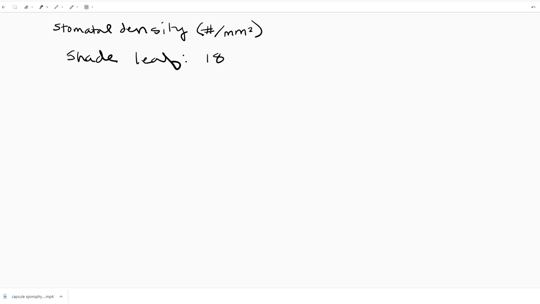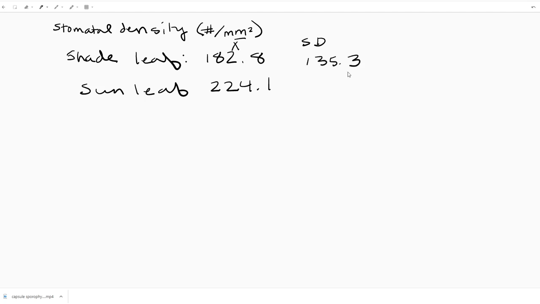And when I used Excel to calculate the averages for the shade leaf, it was 182.8. For the sun leaf, it was 224.1, and then the standard deviations for the shade leaf was 135.3, and for the sun leaf 136.5. And I like to go ahead and add and subtract my standard deviations so I know kind of what range I'm looking at for my figure.